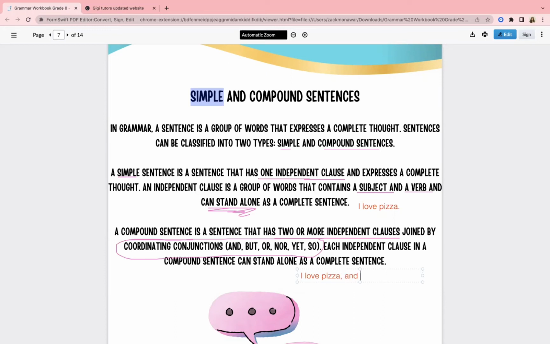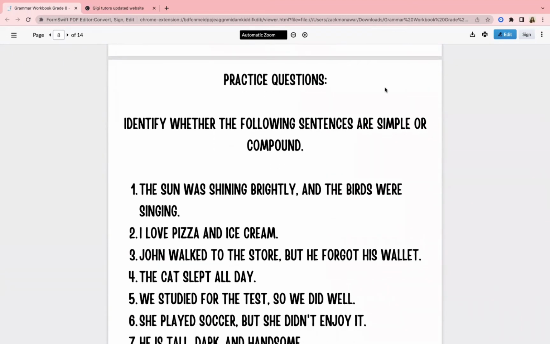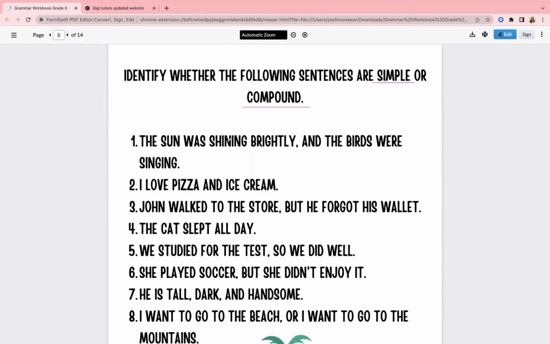So let's look at an example sentence. I love pizza, comma, and my husband loves spaghetti. Do you see that there are two independent clauses in this sentence? I love pizza and my husband loves spaghetti. These are two independent clauses because we can see they each have a subject and a predicate. Okay, let's do some practice questions. We're going to identify whether the following sentences are simple or compound.